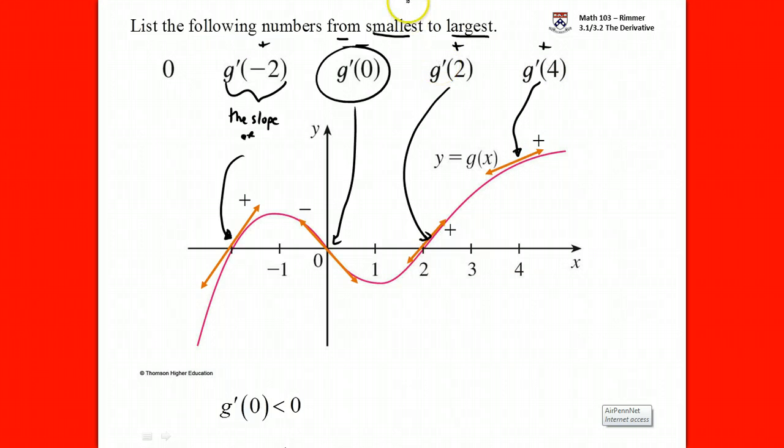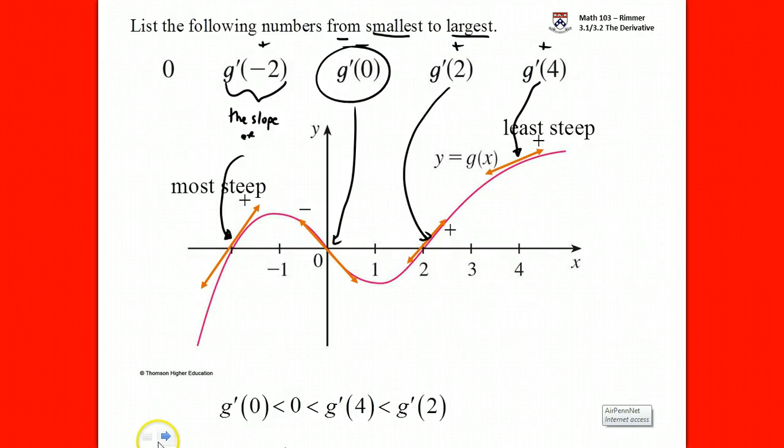Who's the least steep? The 4. So G prime of 4 would be next in our list. The most steep is at -2. The one in the middle, it's hard to eyeball it from afar, but yeah, we'll say that's true. And so we have G prime of 4, followed by G prime of 2, and then G prime of -2. Okay, slopes of the tangent line. Steepness of the line.